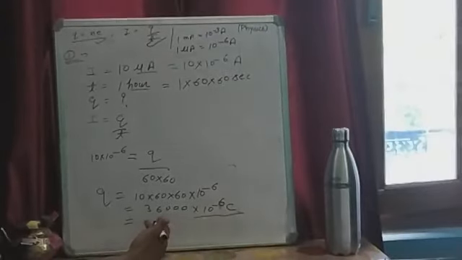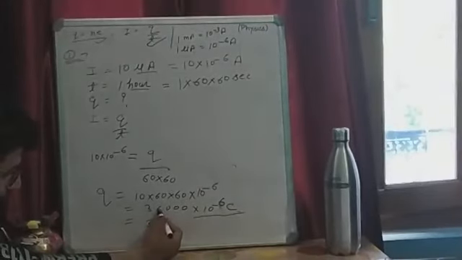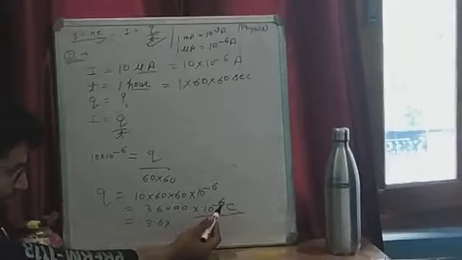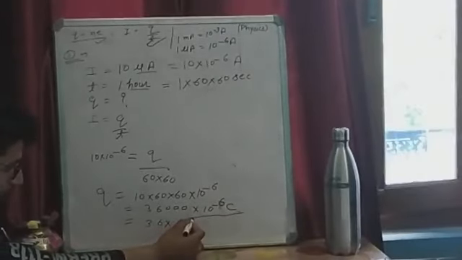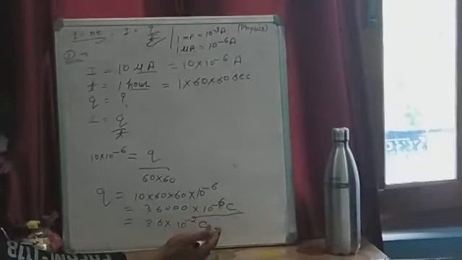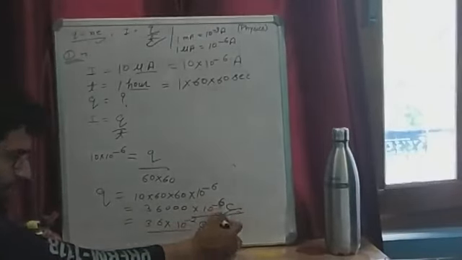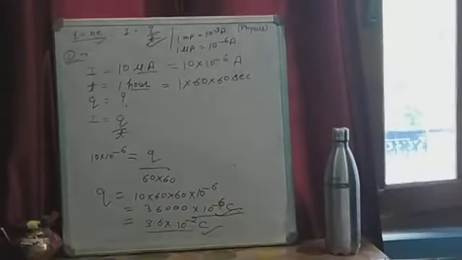If you can write it, then write it first, and give me the answer in the comments. That is 3.6 into 10 to the power minus 2 coulomb. Yes or no? You will solve this one and give the answer. This answer is also right. No problem in that. Very good.